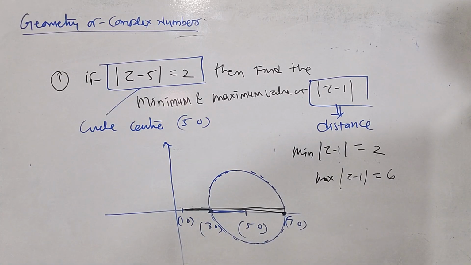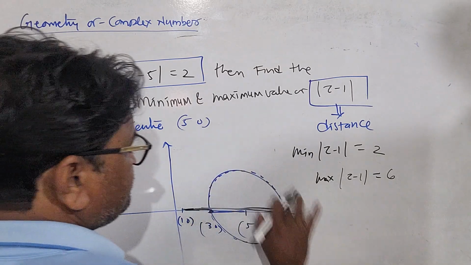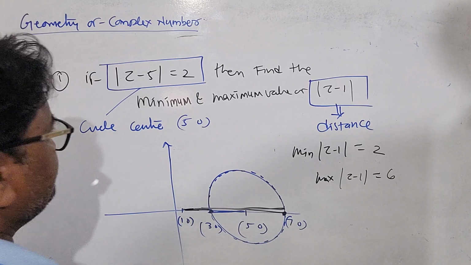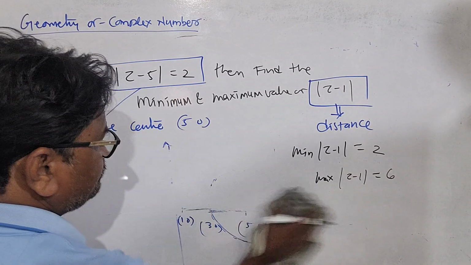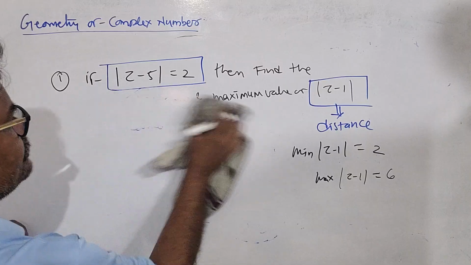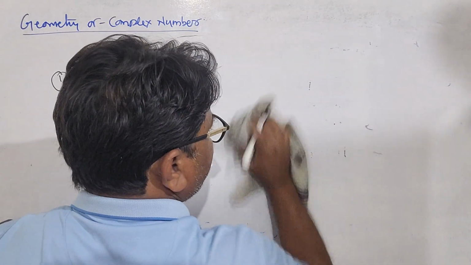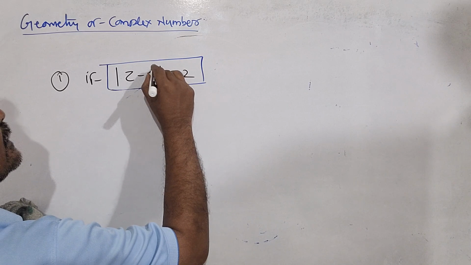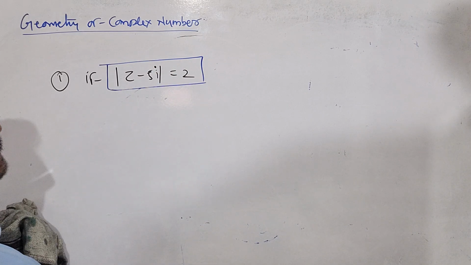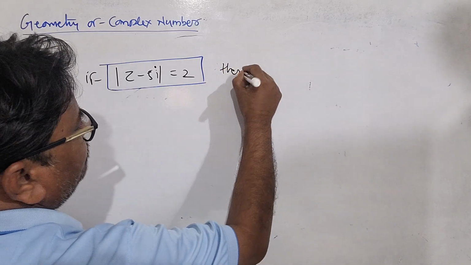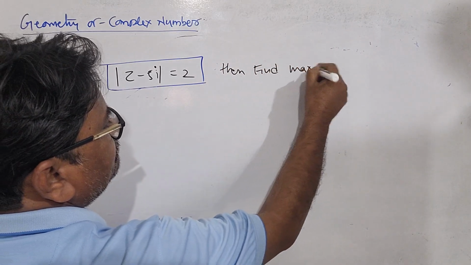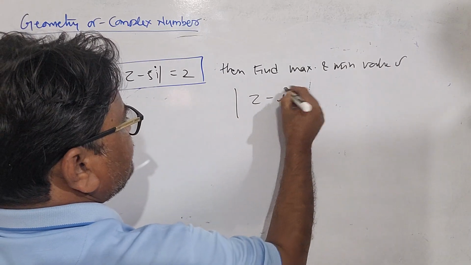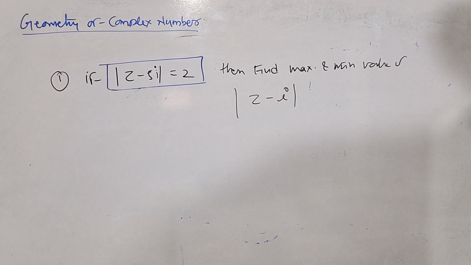Correct? Clear? Now you are observing here that the circle is lying on the x-axis. What happens when the circle is lying on the y-axis? Okay, let's see the second question. Question number 2 is something like this. Okay, 5i, I am doing it with 5i. Correct? If |Z - 5i| = 2, then find the maximum and minimum value of |Z - i|. Got it? It is Z minus i.